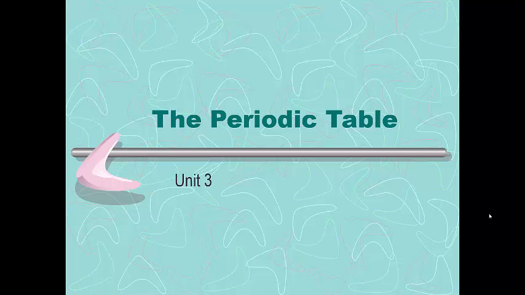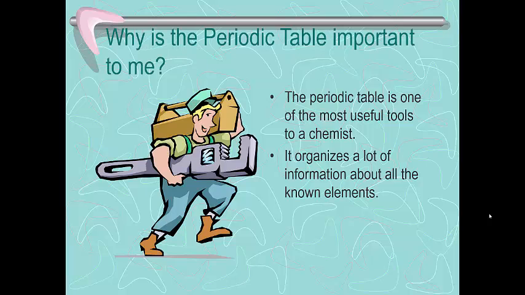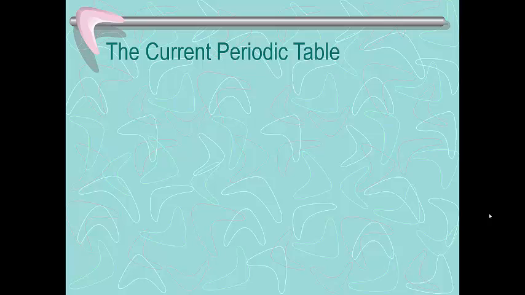Alright, so let's talk periodic table. Why is the periodic table important? The periodic table is one of the most useful tools to you guys because it organizes a lot of information about the elements that we know about. So let's talk about how the periodic table is organized.